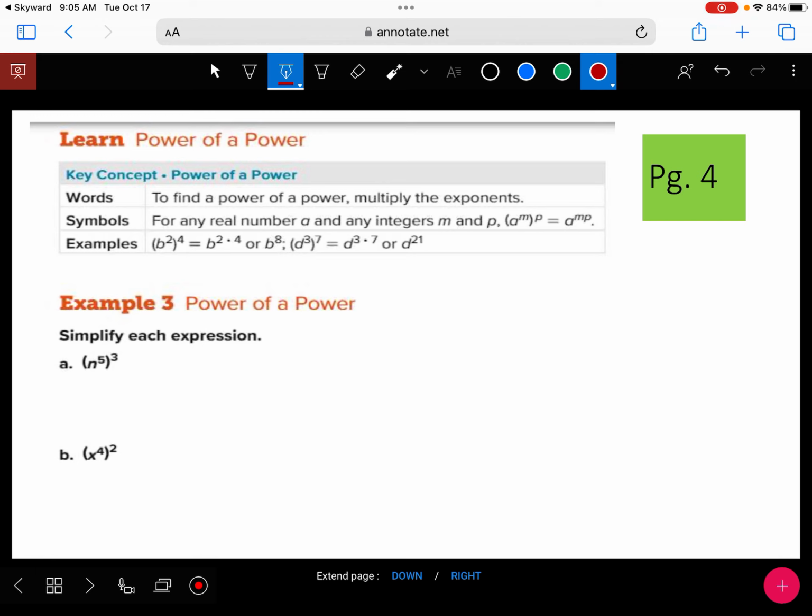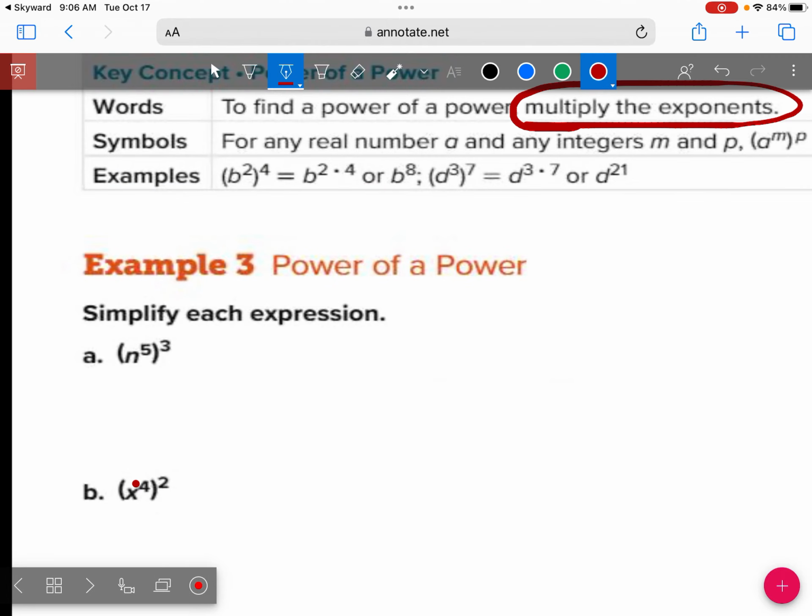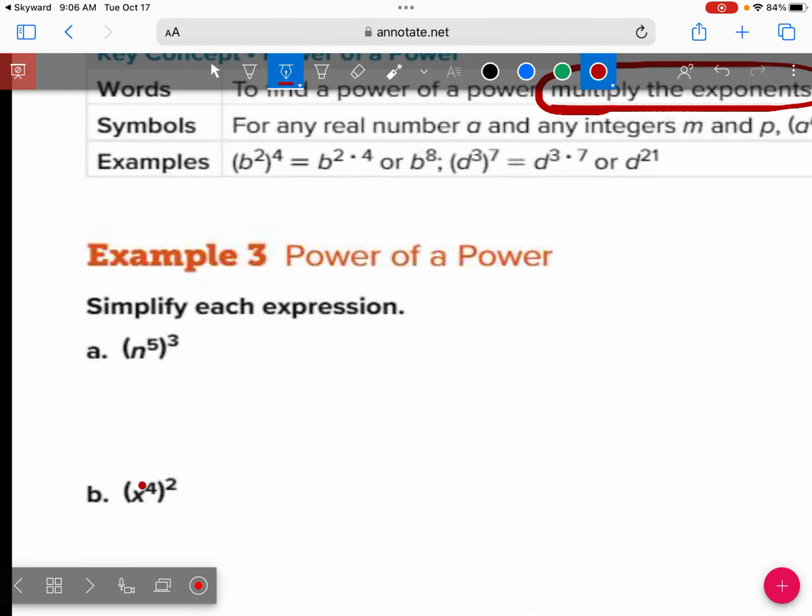So yesterday we did the product of a power. Now we're doing power of a power. So when you see an exponent on the outside of the parentheses, we have to multiply. I want you to underline or circle where it says multiply. Does everyone see how we have this exponent right here on the outside, that 3? We don't add the 5 and the 3.